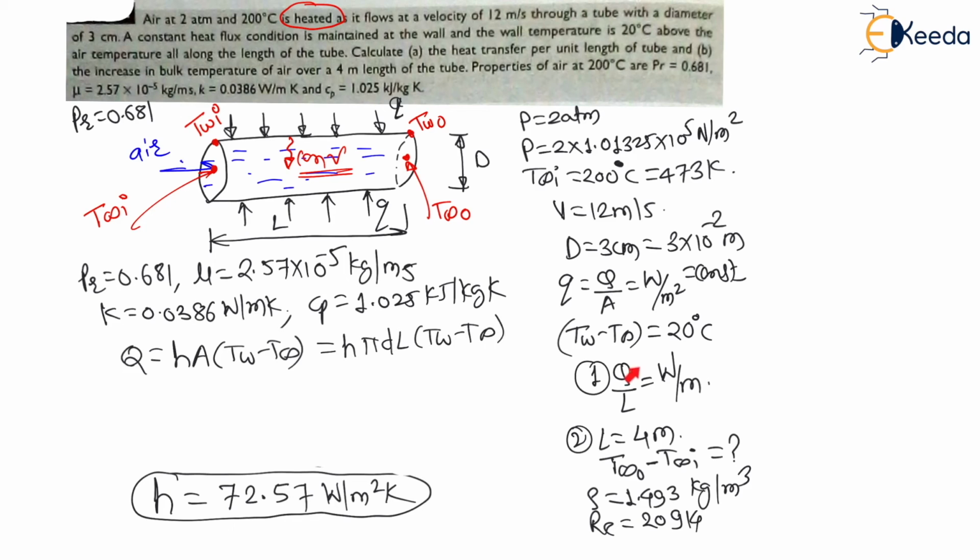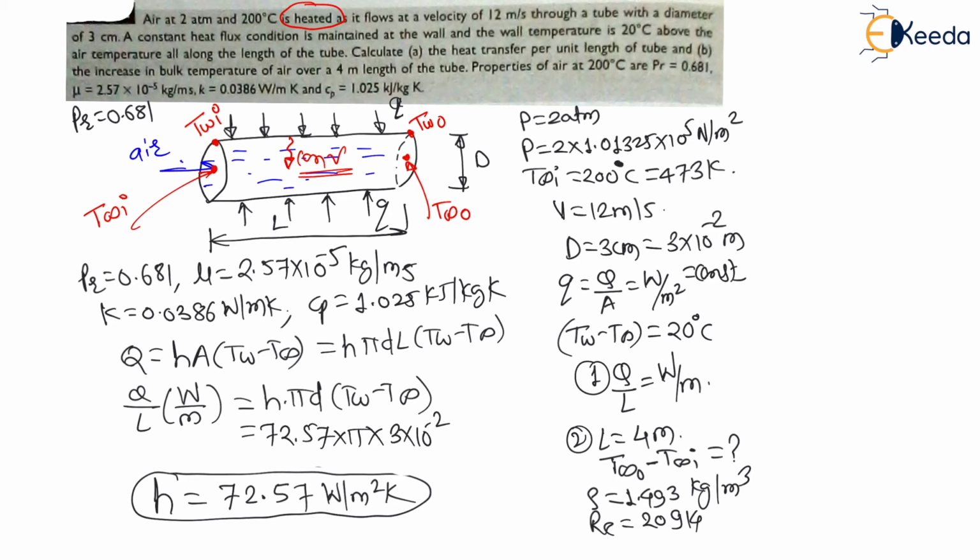Now here they are asking heat transfer per unit length. Therefore let us take this L on the left side. Heat transfer per unit length, that is watt per meter, will be equal to h into pi d into T wall minus T infinity. So let us put the values. h we have calculated just now, which is 72.57, into pi, into diameter, which is 3 into 10 to the power minus 2, into T wall minus T infinity, which is always given as 20. Therefore into 20.